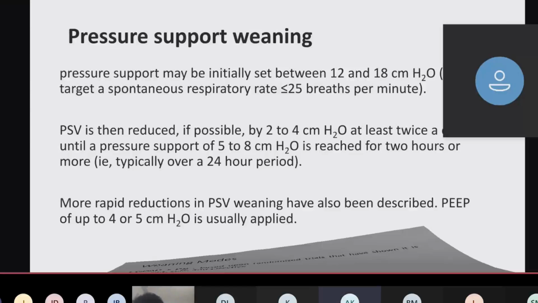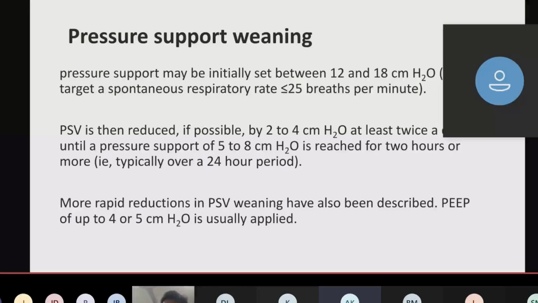So what you do is, in pressure support weaning, you initially set a pressure between 12 to 18. Preferably, you start with higher pressures and you target a spontaneous respiratory rate of less than 25 breaths per minute. The pressure support is gradually reduced by 2 to 4 centimeters of water once or twice a day until you reach a lesser pressure support, say, for example, around 5 to 8. It can be more rapid or you can gradually reduce the pressure support depending upon how the patient tolerates. Basically, when you do this, you should keep up positive end expiratory pressure, which is normally at around 5 centimeters of water.